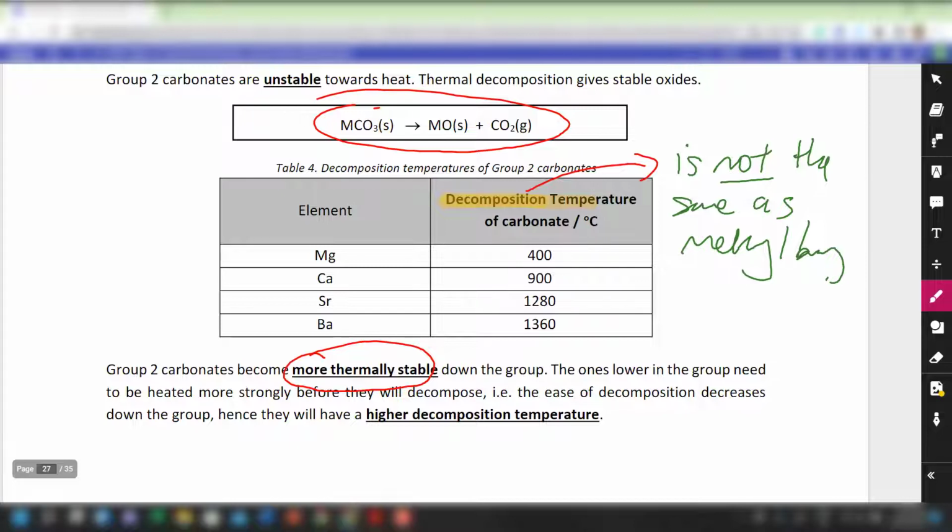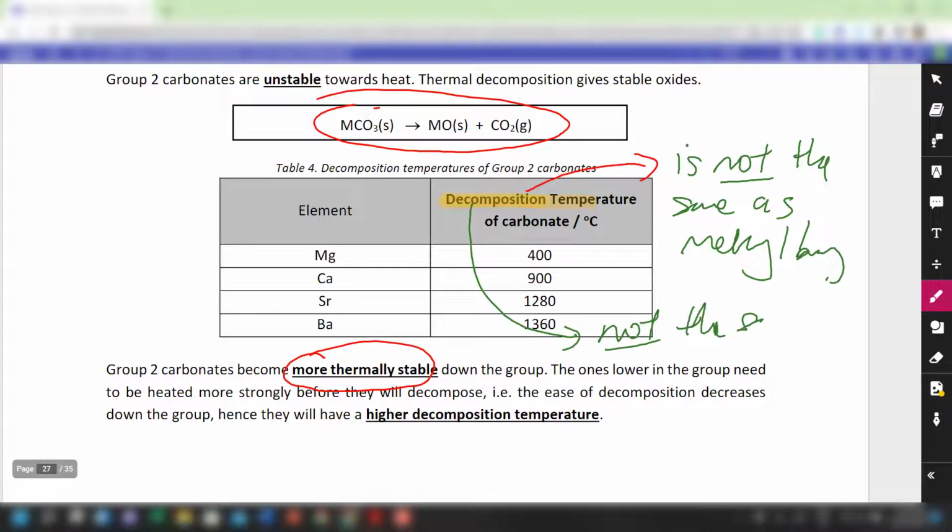In addition, decomposition is not burning. Remember this. It is also not the same as combustion, because decomposition does not involve oxygen. This is very important, so do remember that. Let me repeat: decomposition is not the same as melting and boiling, and decomposition is not the same as combustion.